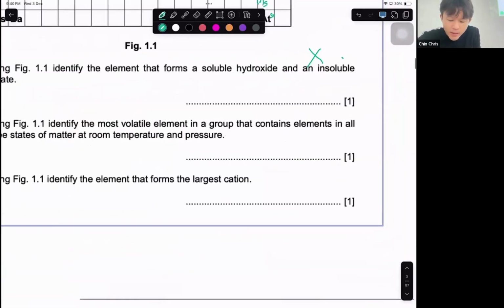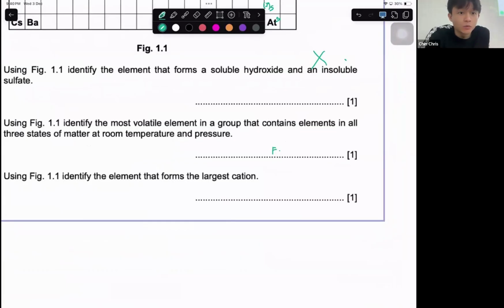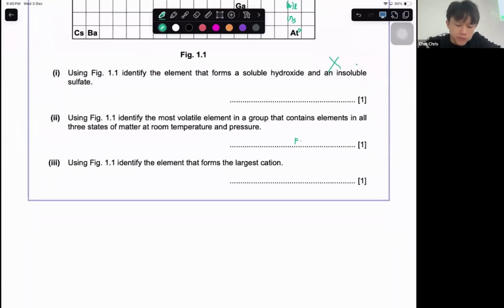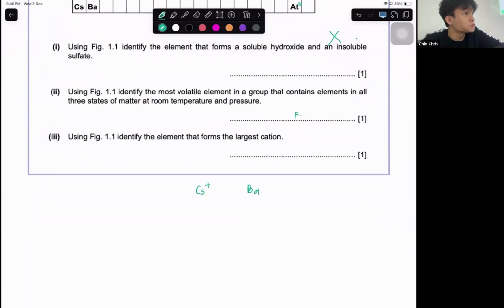Alright, guys, last one. Give me the correct answer. Which one is the answer? Cs, Ba, Li, Mg, At, Ne. Which one forms the largest cation? What is it? Feels like Cs. Cs or Ba? Cation, right? So Cs or Ba? So guys, what do Cs and Ba form? Cs+, Ba2+.